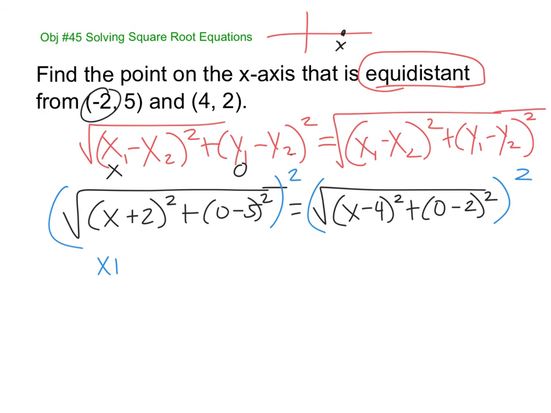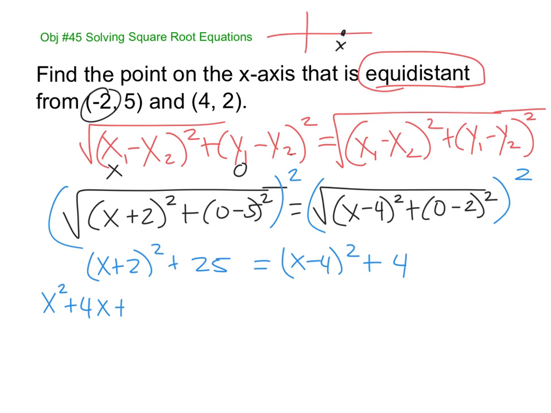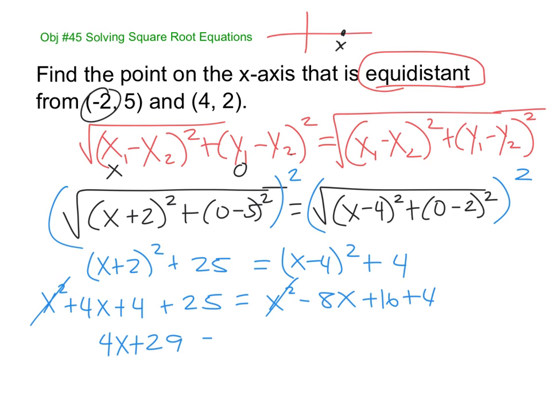So I have x plus 2 squared plus 25 equals x minus 4 squared plus 4. Multiply out. The x squareds end up going away. So 4x plus 29 equals negative 8x plus 20. 12x equals negative 9. So x is negative 9/12. What is that? Negative 3/4.